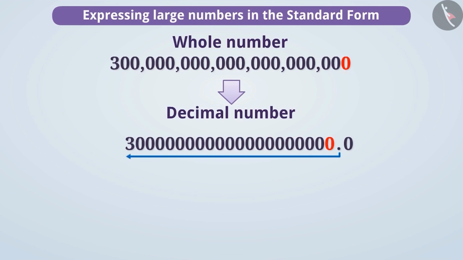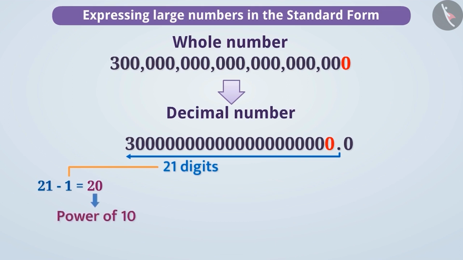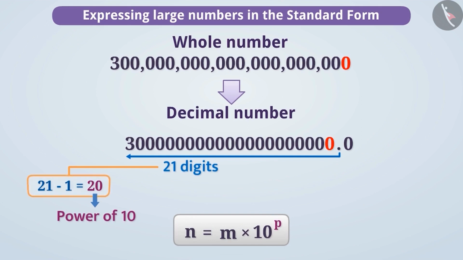Next, we will count the number of digits to the left of the decimal point. There are a total of 21 digits to the left of the decimal point. If we subtract 1 from this, we get the exponent of 10 in the standard form. Thus, we get the value of p. By subtracting 1 from 21, we get the value of p to be 20. We have subtracted one digit because we have to show the decimal point after the leftmost non-zero integer. For this, we will have to write one digit less than the number of digits.